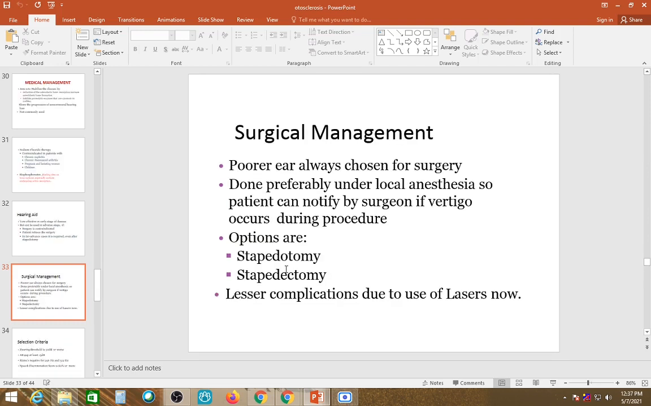Surgical management: the ear is always chosen for surgery, preferably under local anesthesia so patients can notify the surgeon if vertigo occurs during the procedure. Options are stapedotomy and stapedectomy. One is opening, one is removal. There are lesser complications due to the use of laser now.